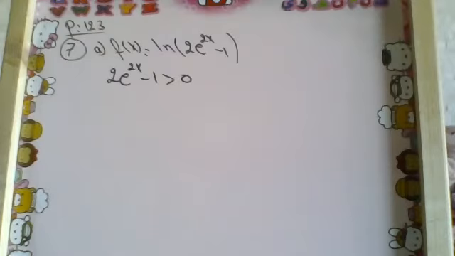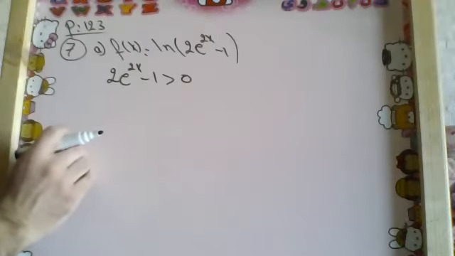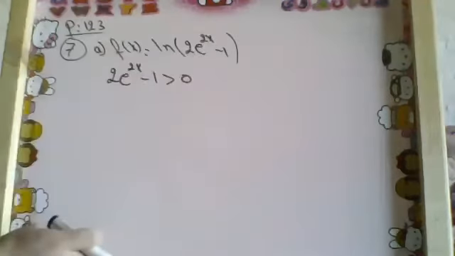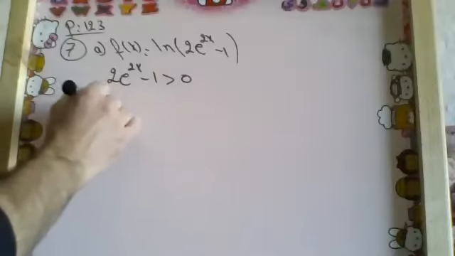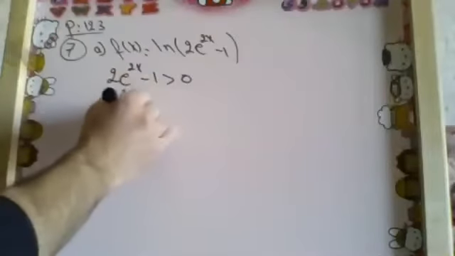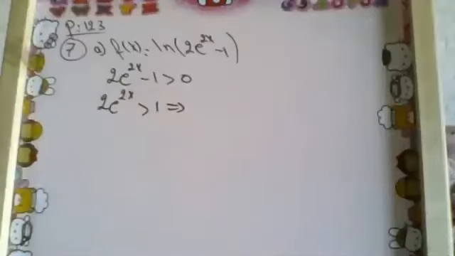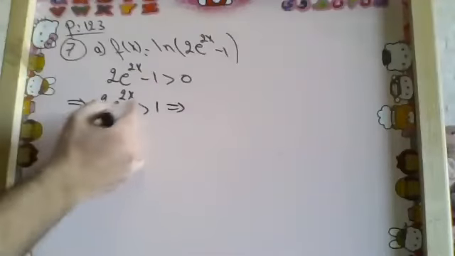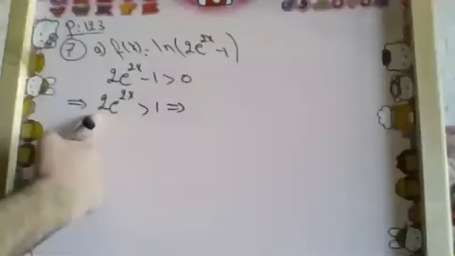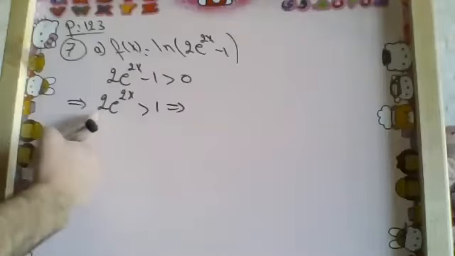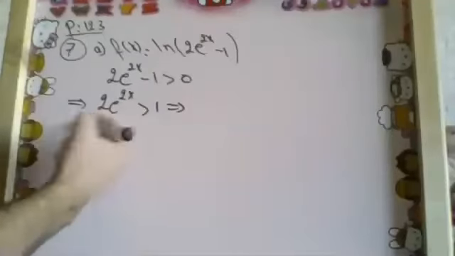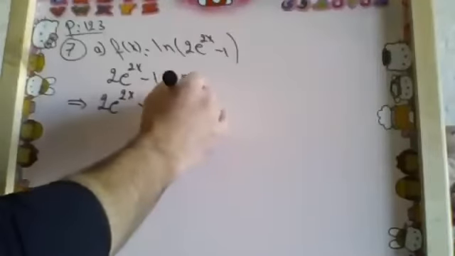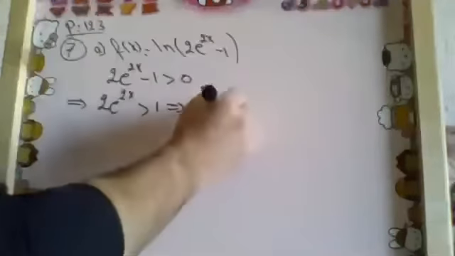So what do we write? Take 1 to the right side. 2e to the power 2x is greater than 1. Then divide by 2. We divide by 2 and we don't change the inequality because 2 is positive. e to the power 2x is greater than 1 over 2.